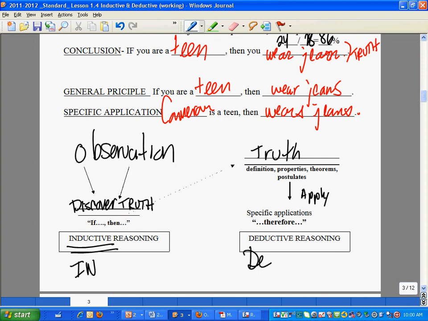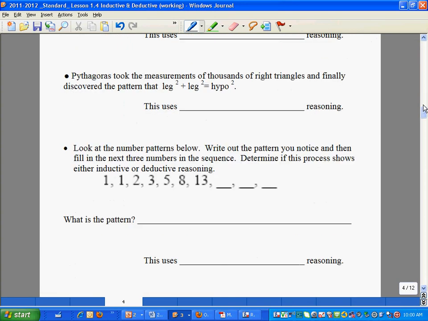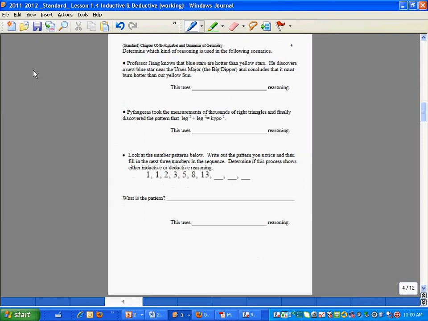This is what I'd like you to do. I want you, as a team, to take turns. I want your people to read aloud, and switch the person who reads aloud, these three problems. Then, for this last one, you actually have to come up with the next terms. And then I want you to determine what kind of reasoning is being used, either inductive or deductive.